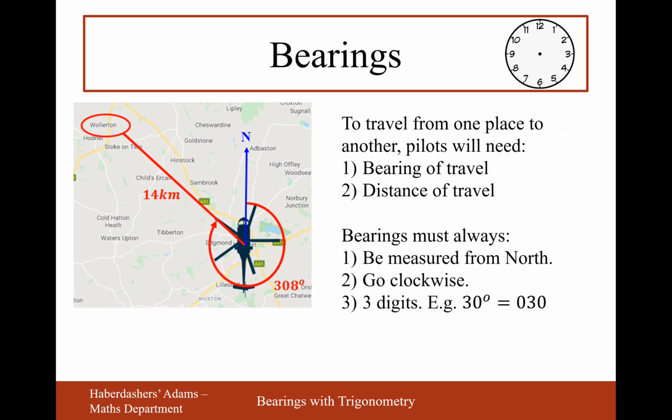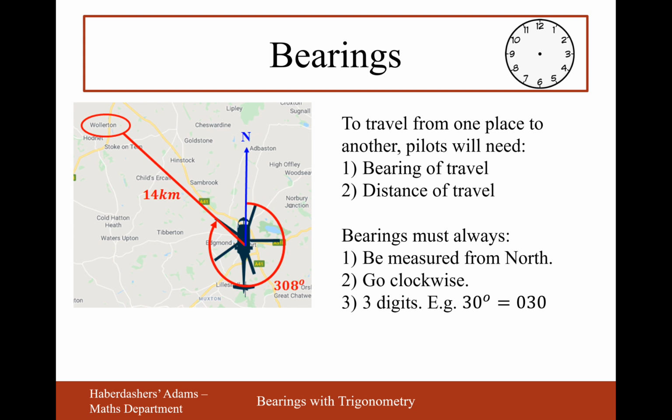So, some really important points to do with bearings. To travel from one place to another, pilots will need a bearing of travel and a distance of travel, and we've seen that with the 308 degree bearing and a distance of 14 kilometers. Bearings must always be measured from north, go clockwise round, and be 3 digits.